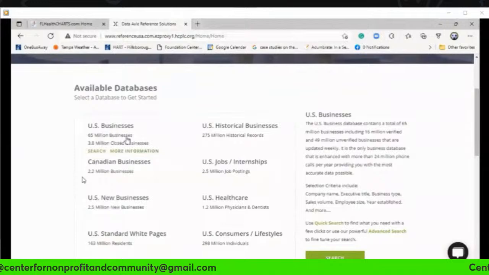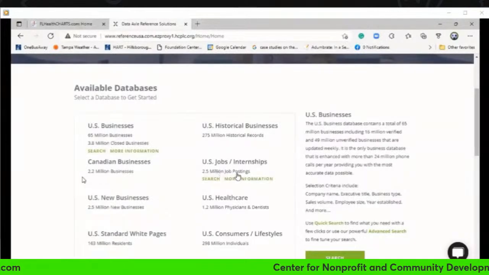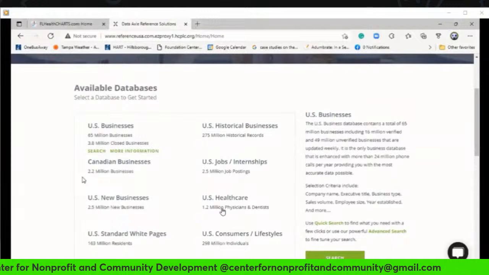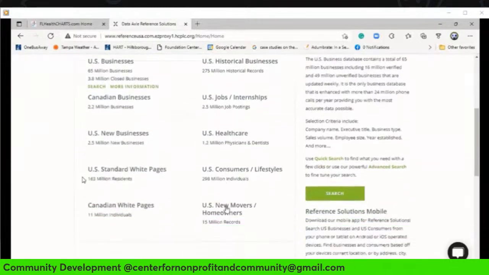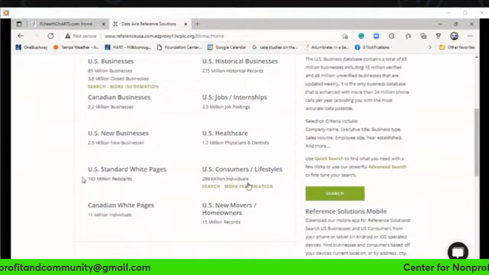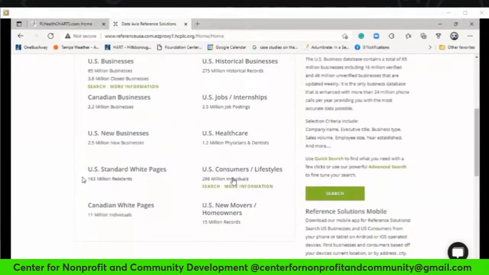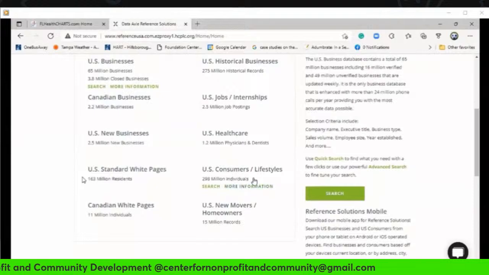So we can get information about United States businesses here, U.S. jobs and interns, and new businesses that are just getting started. This is important if you're putting together a business plan, by the way. We can get information about the healthcare industry, and this is important also if you're doing a business plan, or if you're just trying to find information about your market in terms of where the consumers are. You can learn about consumers, especially lifestyles, here.